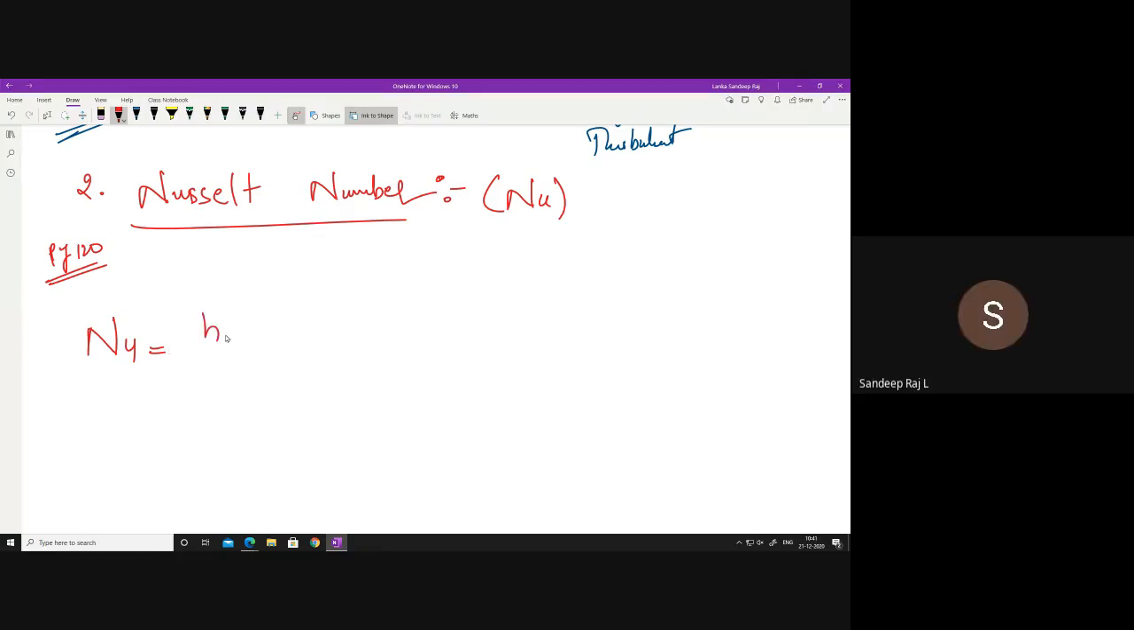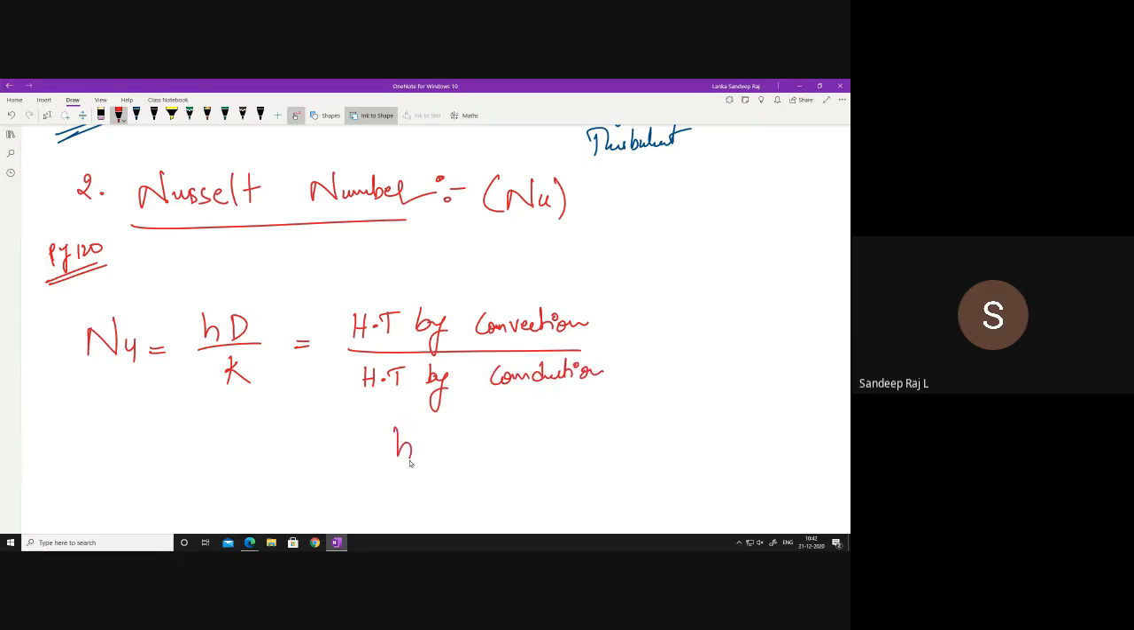It is hD by k. Simply put, it is the ratio of heat transfer by convection by heat transfer by conduction. See, what is the formula for heat transfer by convection? It is h into A into delta T.